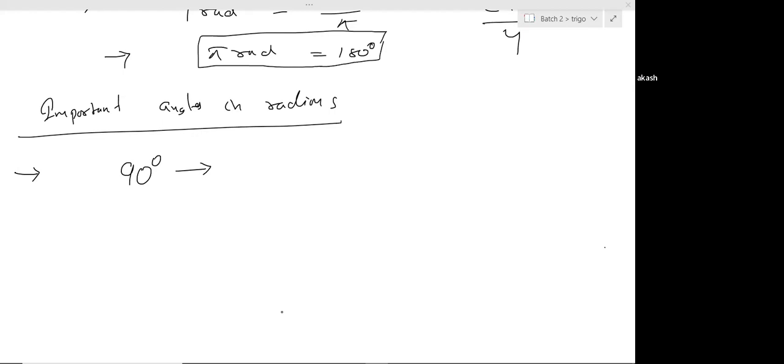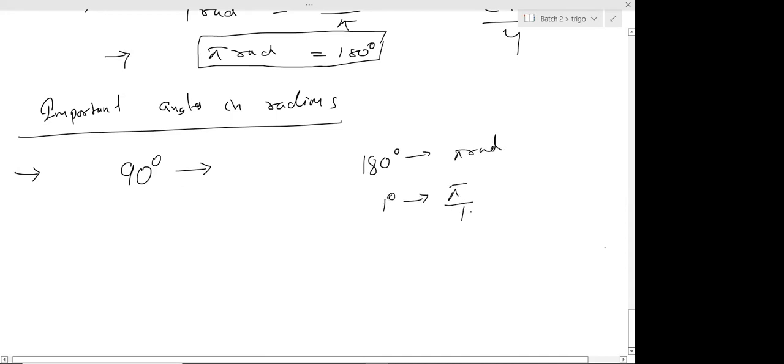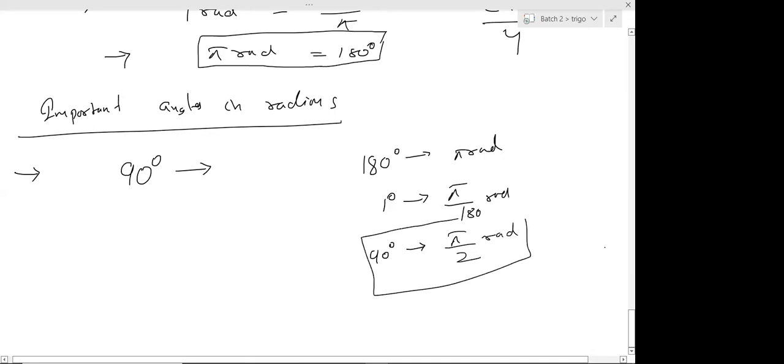Shaifullah, Rahman, have you solved this? Mazia? Yes, sir. Okay. So how to solve this? 180 degrees is pi radian. So 1 degree is pi by 180 radian. 90 degrees is pi by 2 radian. So from now on, whenever you see pi by 2, that means 90 degrees. Please try to be familiar with this.